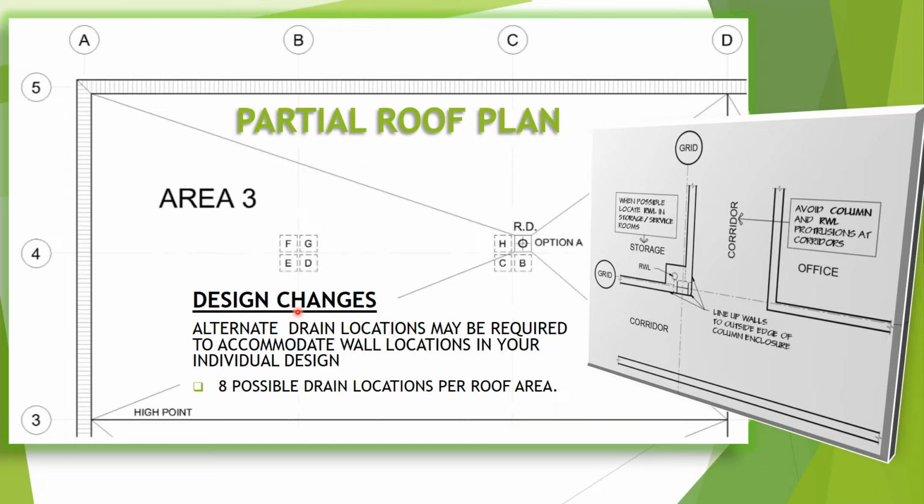Each and every one of us are going to have different designs. So there's 8 possible drain locations in this area for you to get your roof drain and your rainwater leader to come down through the building.